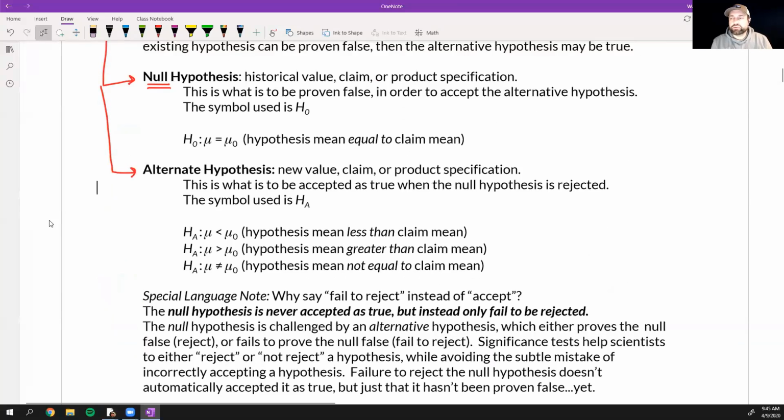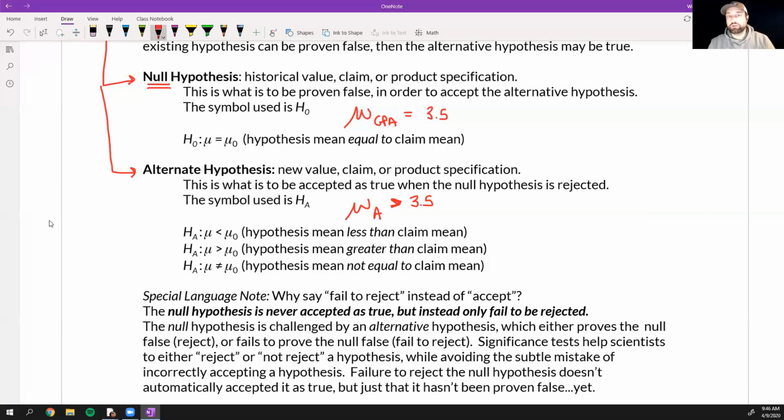So the idea is we're going to have a null hypothesis. You're going to have an existing hypothesis. The existing hypothesis might be something like, we think that the average GPA of all college students is 3.5. That could be our null hypothesis. That's the existing theory. And what we'd like to do is suggest an alternative hypothesis. Our alternative hypothesis might be that the GPA is greater than 3.5.